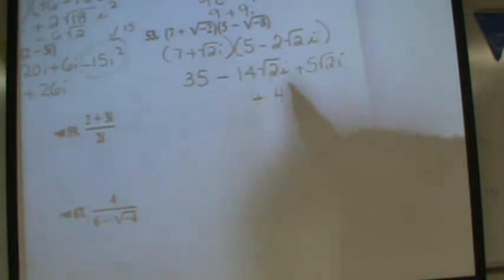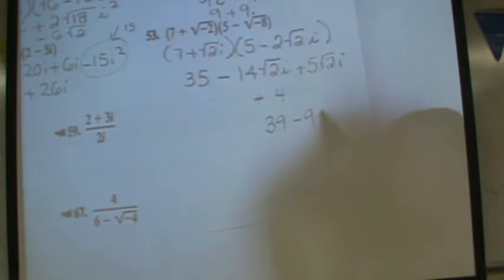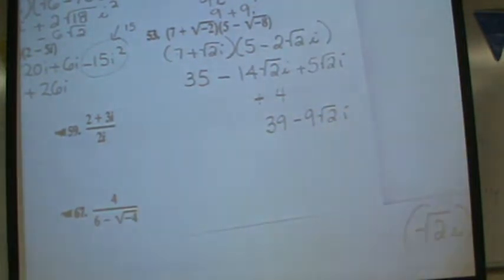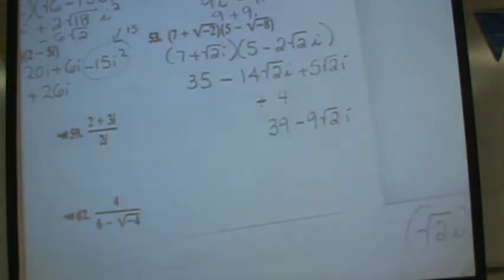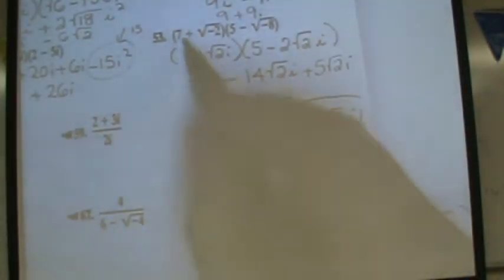Okay? So now these two are alike, and these two are alike, so your answer is 39. And then these two are alike is going to give you negative 9 root 2i. So this is the answer to 53.